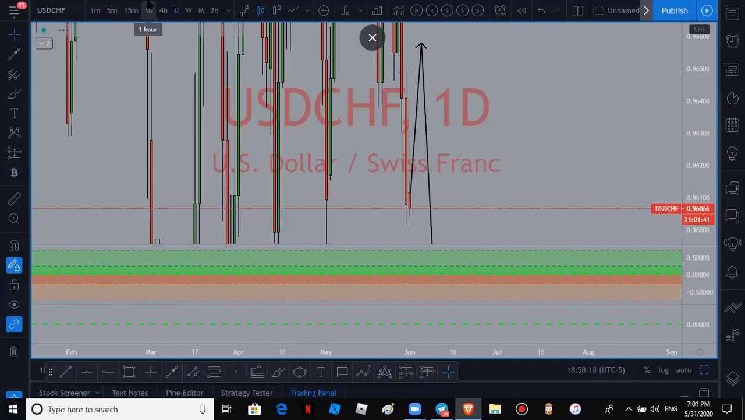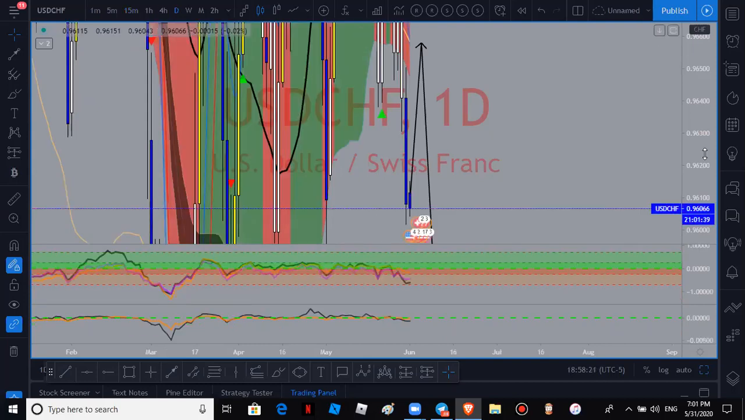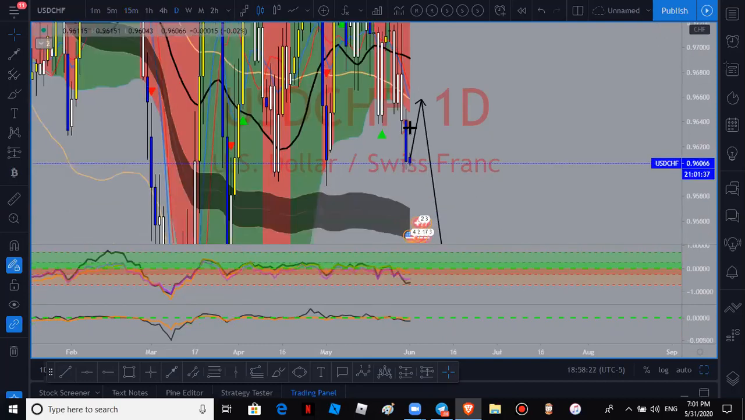But overall, like I mentioned, I want to see price come back up to the mean line, then drop.